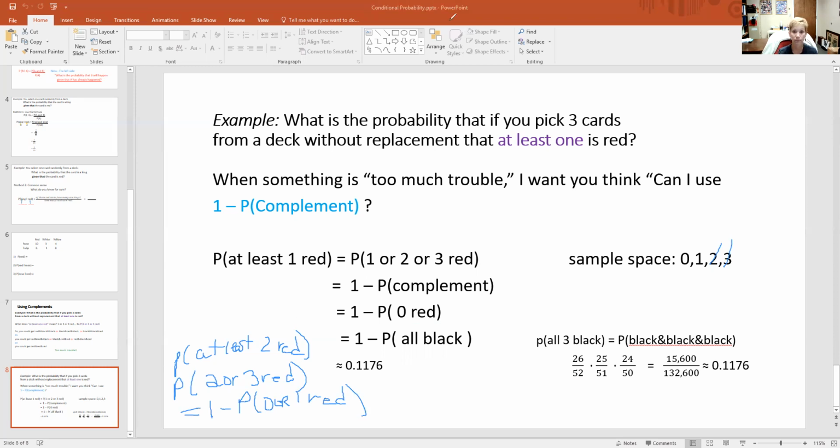Okay? So hopefully you can kind of work on that homework and let me know if you're having any issues with it. Okay? So if you're having any issues with conditional probability, like at least 1, and you're confused about how to do 1 minus the complement, let me know. Or if you're confused about given that, let me know. Okay.